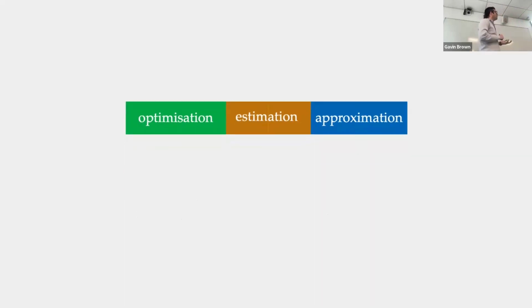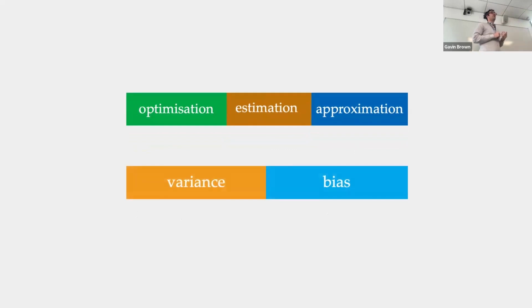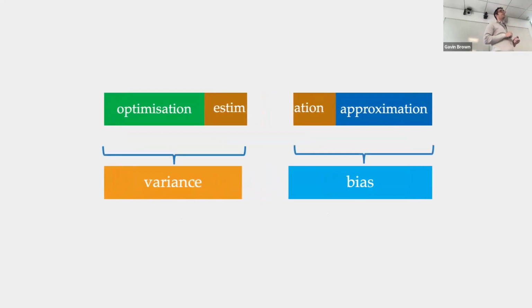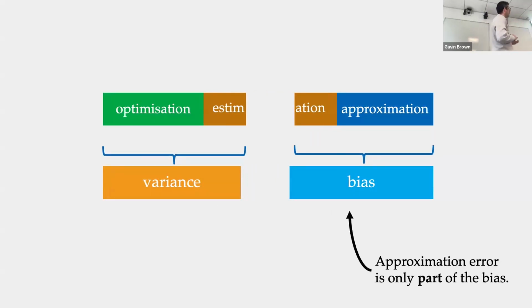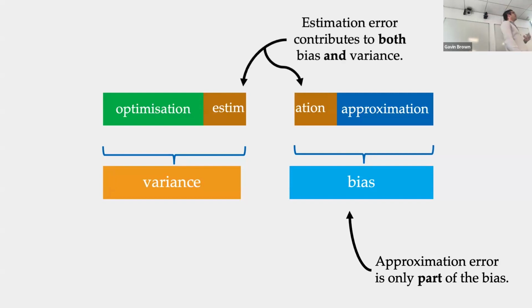So we've got these 2 decompositions of the same quantity: optimization, estimation, approximation error, and variance and bias. And to give you the short story, the relationship between these 2 is simply this. This is the result. I'll go into more details in a minute, but approximation error is part of the bias, but it's not the only thing in there. And estimation error actually feeds into both the bias and the variance of a model.